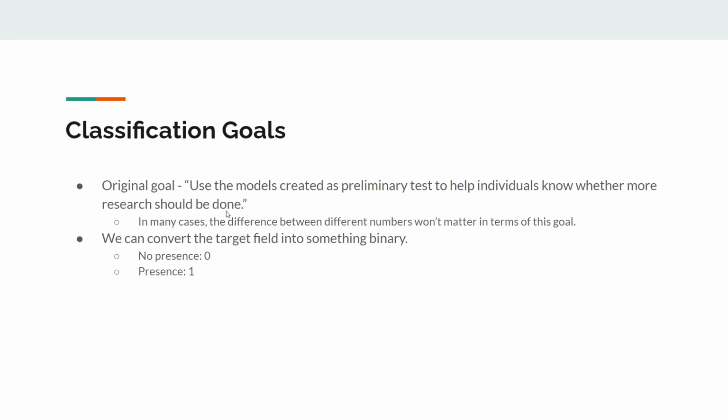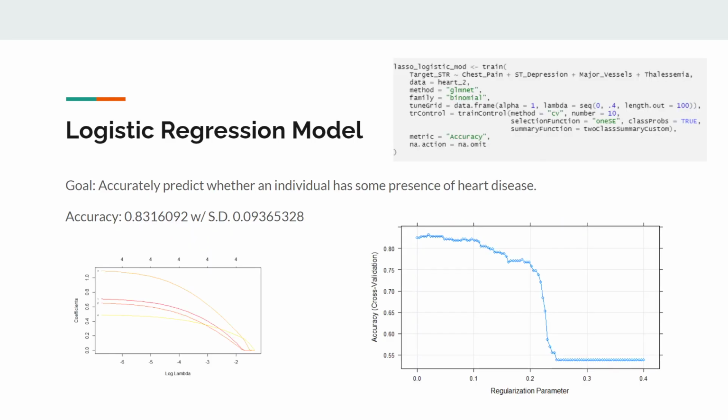So in many cases, the difference between something like a 1 and a 4 or a 2 and a 3 doesn't really matter, because they'll still be going to the doctor with that result and figuring out exactly what their potential issue is with their heart. So what we can do instead is just convert that target field, which was originally something from 0 to 4, into something binary, which is 0 if there's no presence and 1 if there's presence of heart disease, and then run a classification analysis on that new target field. So first we do this using logistic regression, and actually a lasso logistic regression model.